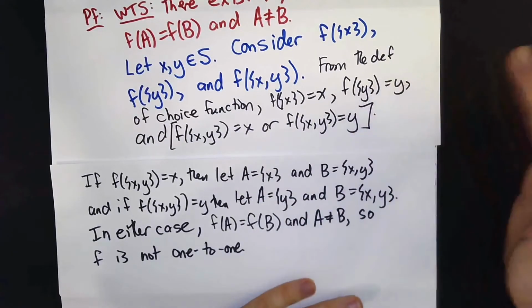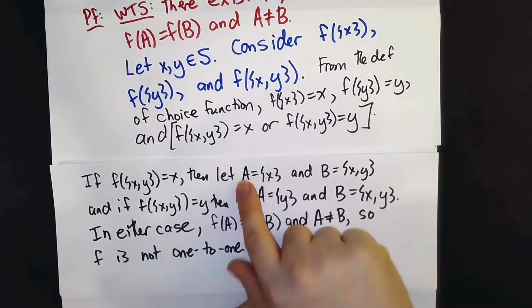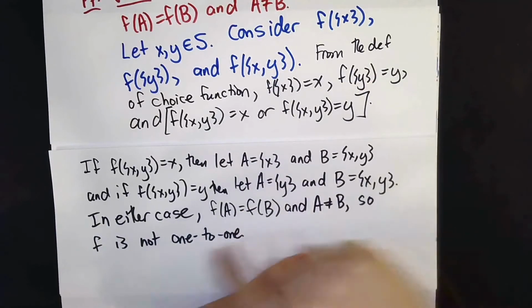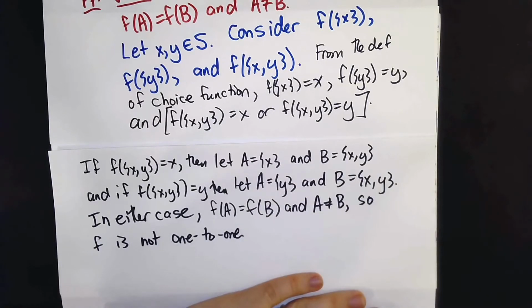And I've done that in both cases. f of a is equal to f of b, but a and b are not equal. And so that shows me that f is not 1-to-1. And so that completes the proof. A choice function is never 1-to-1.